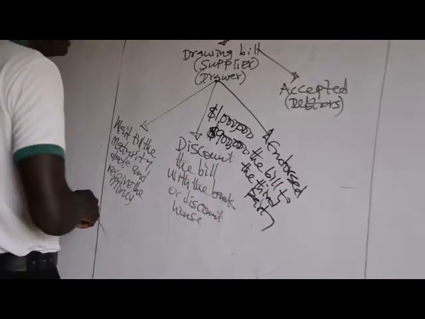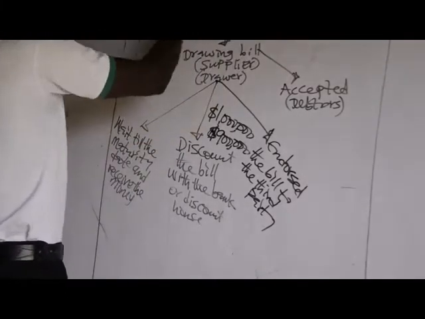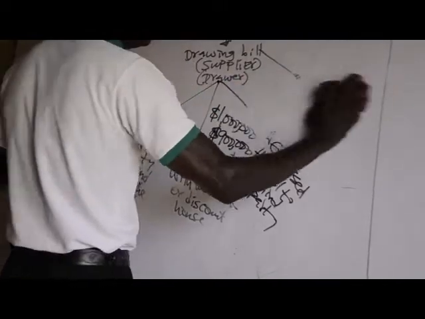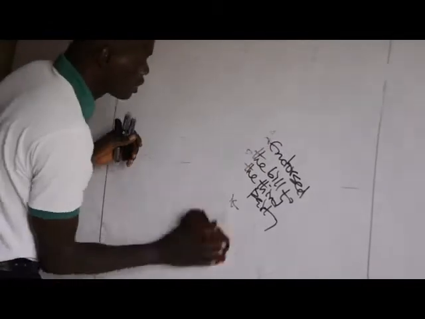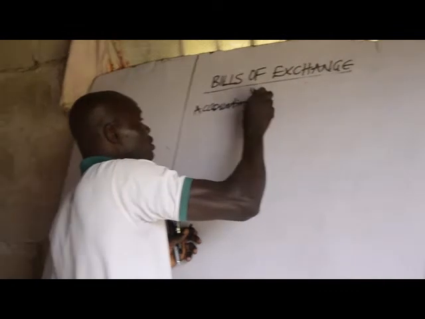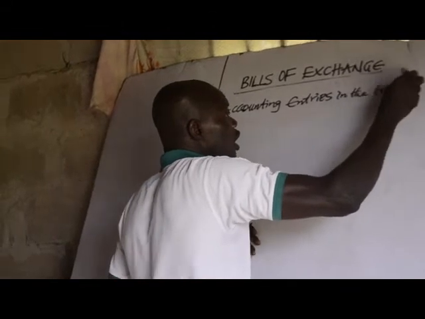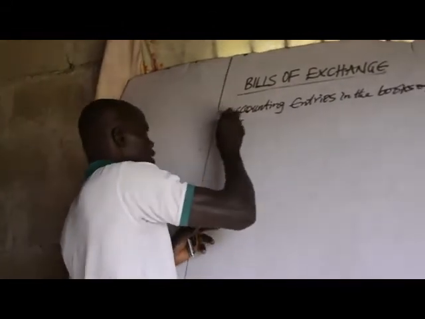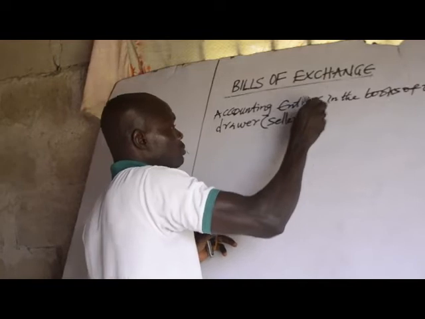Now, having examined the processes involved in bills of exchange, we want to examine the accounting entries in the books of the drawers. Everything is done in line with the principles of double entry. Remember, I told you that the drawer is the seller or the supplier.